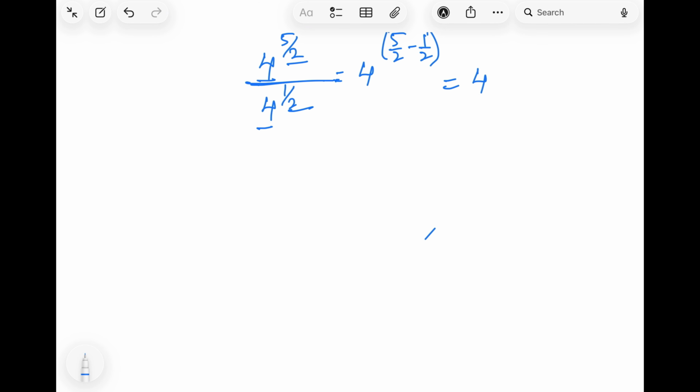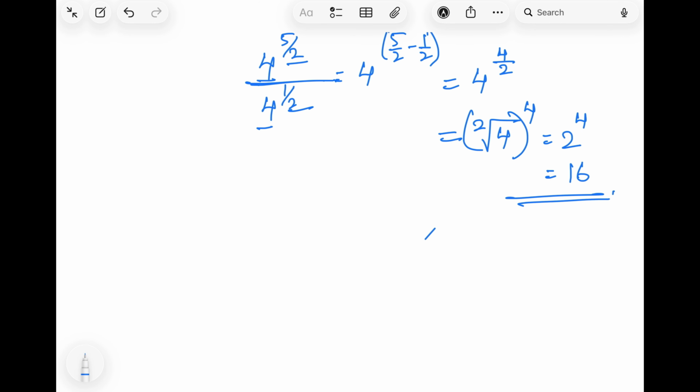5 minus 1 will be 4. So this will be 4 raised to 4 by 2. Now if they tell you to write it in root form, this will be the square root of 4, the whole raised to 4. And if they tell you to simplify further, you can simplify. What is the square root of 4? It's 2. And 2 raised to 4 is 16. So you got the answer. You don't leave the answer like this; you simplify till wherever it is possible for you.